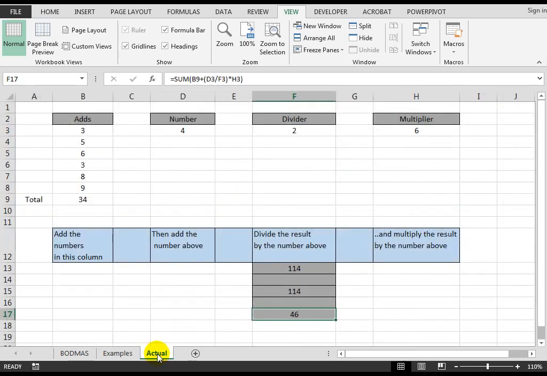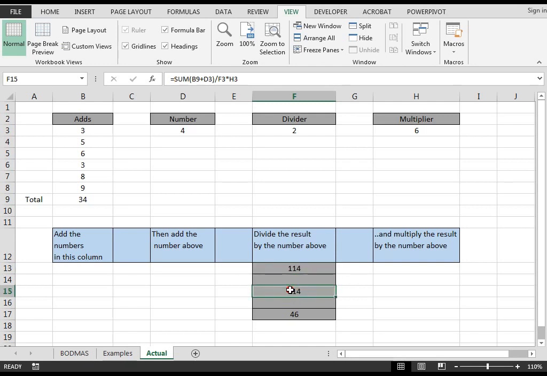Let's look at an actual formula. Here we have the total of these numbers, which I simply did by using the SUM function, B3 to B8 inclusive. So what I want to do in this formula is to add the numbers in that column, which is 34. Then to that, add the number above, which is 4, divide by 2, and multiply by 6. So let's look at the steps in the formula. First of all, I said add the number in B9 to what is in D3. So the answer at that stage in that bracket is 38. Divide that by what is in F3, number 2, which gives me the answer 19, and multiply that by 6, which gives me the overall answer 114.